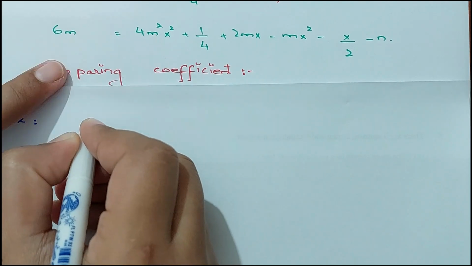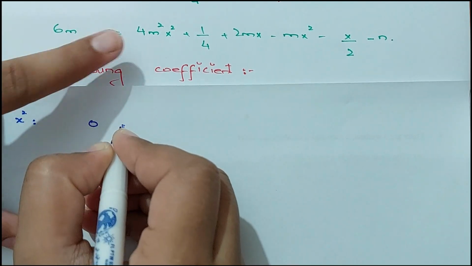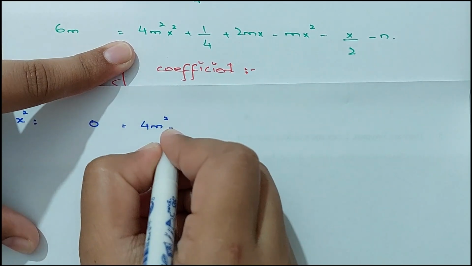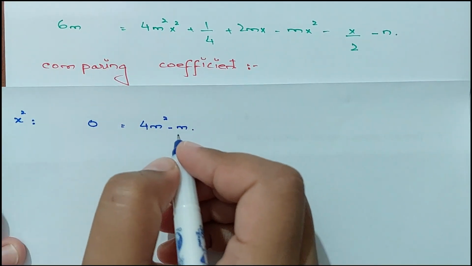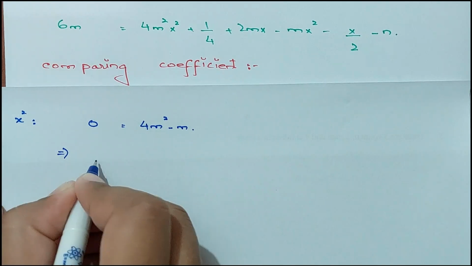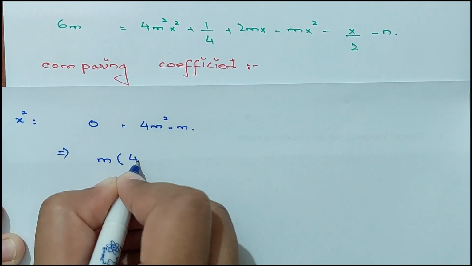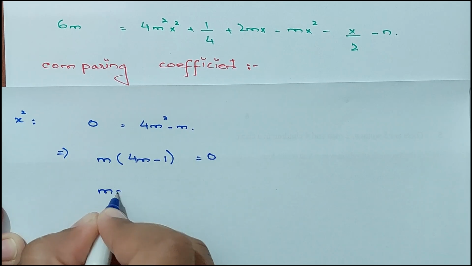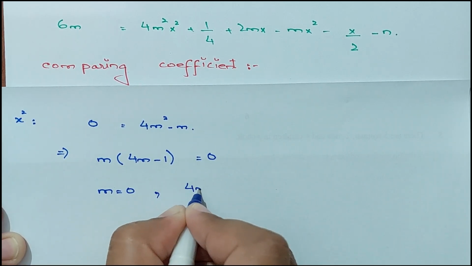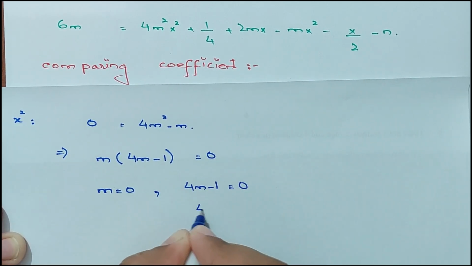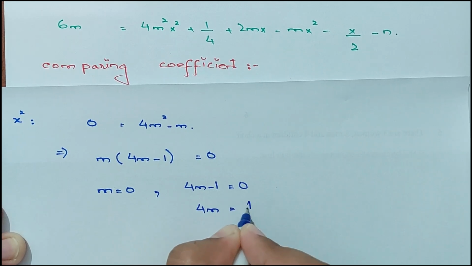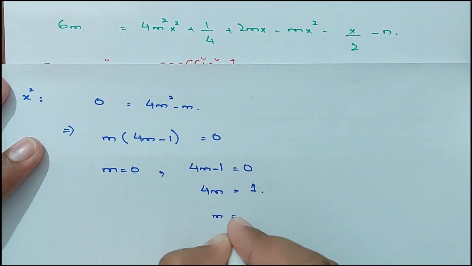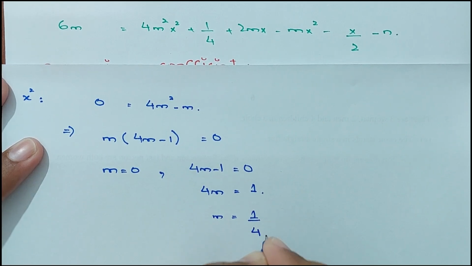So here the x square coefficient is 0, and on the other side the x square coefficient is 4m square minus m. All right, so now let me simplify, or we can say m is common. We are left with 4m minus 1 equals 0. So here m equals 0 and 4m minus 1 equals 0, and here 4m would be equal to plus 1. Shifting the negative 1 to the other side, it becomes positive 1, and dividing by 4 on both sides, m would be equal to 1 by 4.